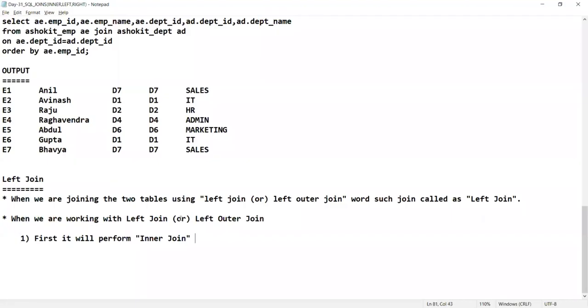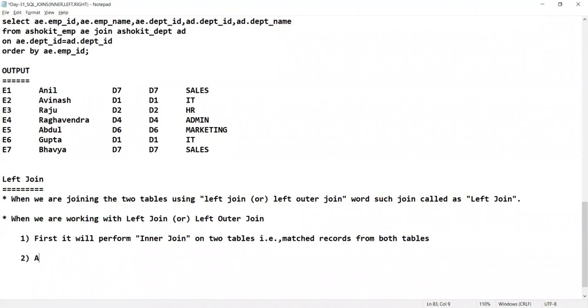First it will perform an inner join on the two tables. That is nothing but the matched records from both tables. Agree or not? So when you are working with the left join or the left outer join, first it will perform an inner join on the two tables, that is, the matched records from both tables.